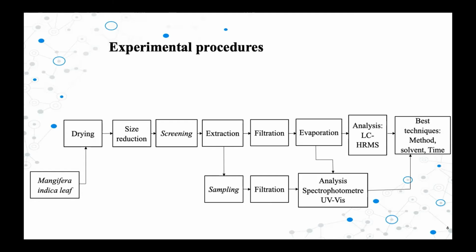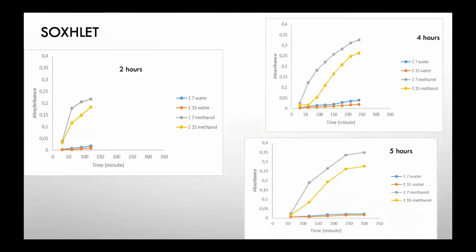And then we move into the results and discussion. As we can see here, the absorbance trends versus time for methanol solvent show an increase for 5 hours extraction process. In the case of solvent, the usage of water did not show any significant absorbance rise compared to methanol. Thus, it is indicated that the Soxhlet method for leaves extraction was more suitable with methanol solvent.